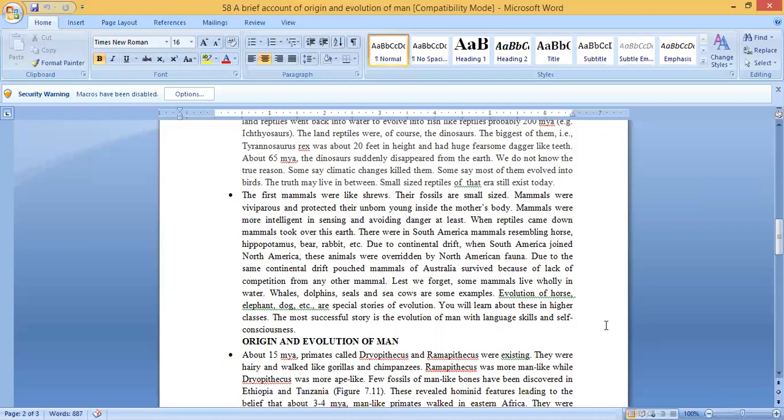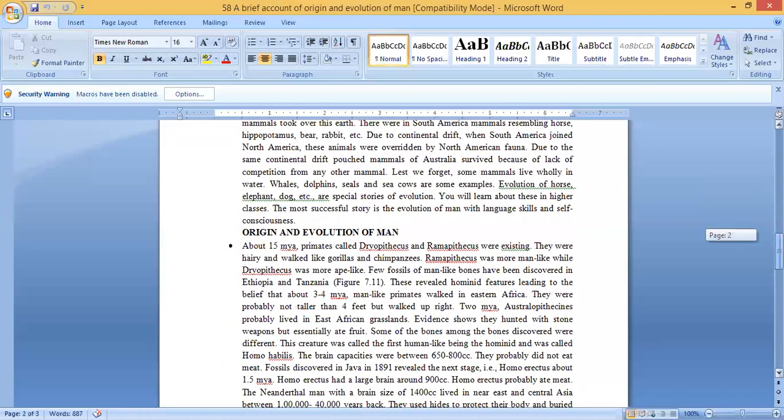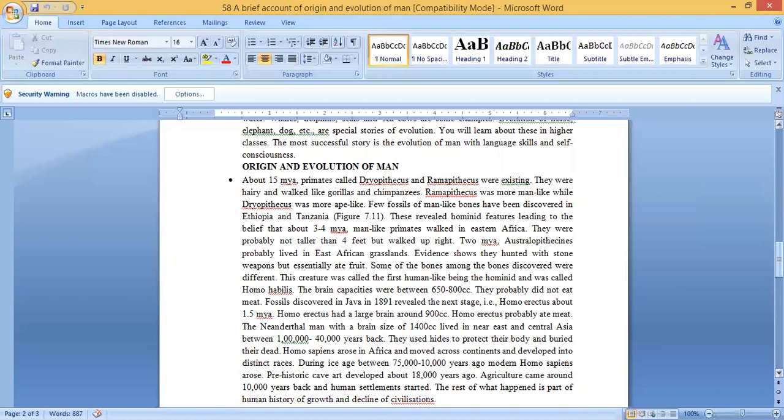So now let us talk about the origin and evolution of the man. So about 15 million years ago, primates called the Dryopithecus and Ramapithecus existed. They were hairy and walked like gorillas and chimpanzees. So Ramapithecus was more man-like, while Dryopithecus was more ape-like. So few fossil man bones have been discovered in Ethiopia and Tanzania. These reveal hominid features, leading to the belief that about 3 to 4 million years ago, man-like primates walked in Eastern Africa. So they were probably not taller than 4 feet but walked upright.